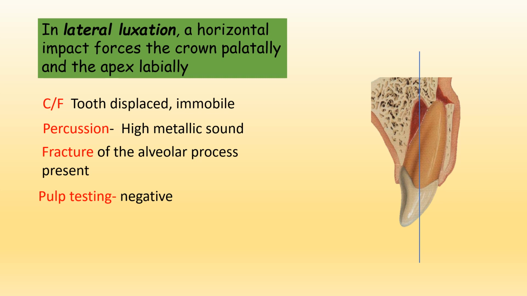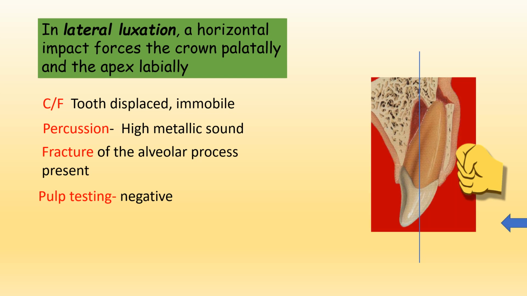Coming to lateral luxation. In this condition, a horizontal impact forces the crown palatally and the apex labially. The clinical picture is that of a tooth being displaced and immobile. That means this tooth gets locked in the fractured alveolar process. When we percuss this tooth on the incisal edge, you will hear a high metallic sound. There is fracture of the alveolar bone, as you can see. And when we do pulp testing, we invariably get a negative response.